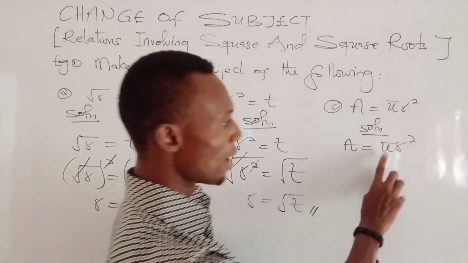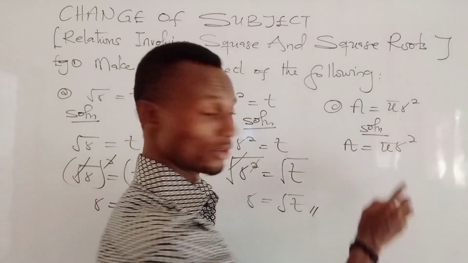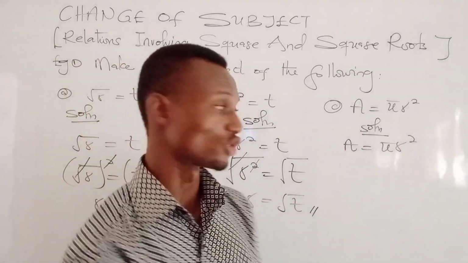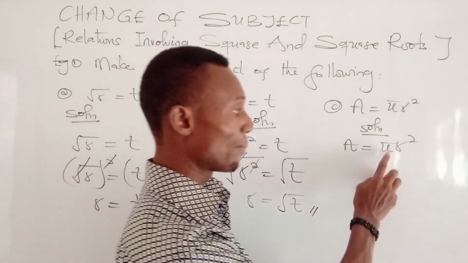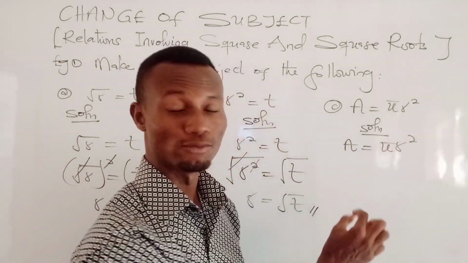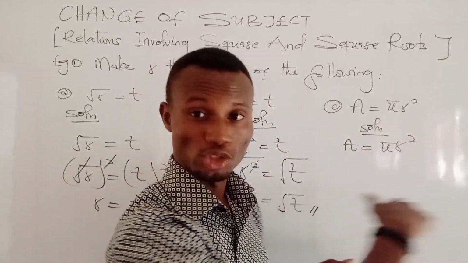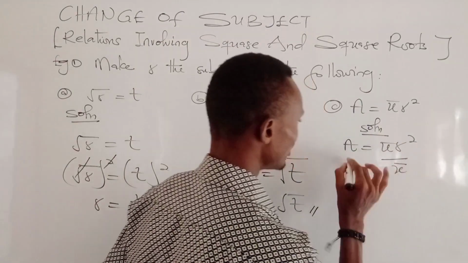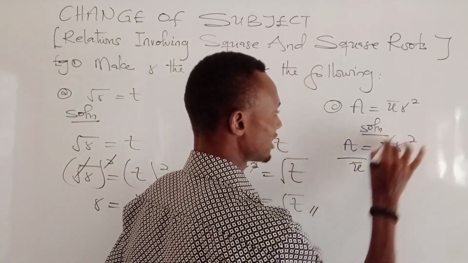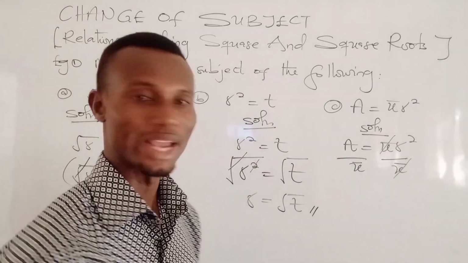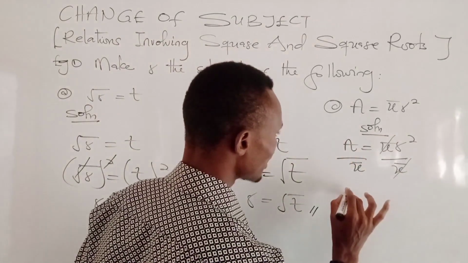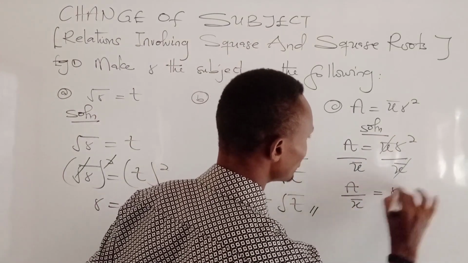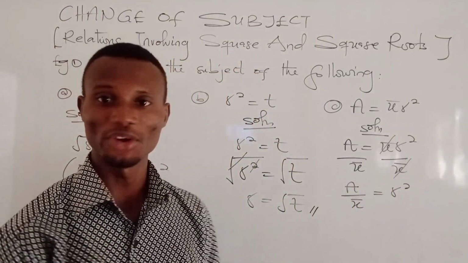You can see that pi is attached to the r squared. So the first thing to think about is to move the pi away. Because the pi and the r squared are multiplying, to move the pi away you divide through the equation by pi. So you divide here by pi, then you divide here also by pi, so that this pi and this pi can cancel away. What I have left here is a over pi equals r squared. I hope you agree with me up to this point.